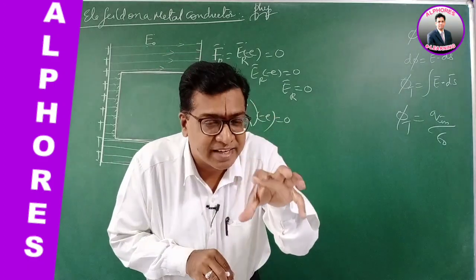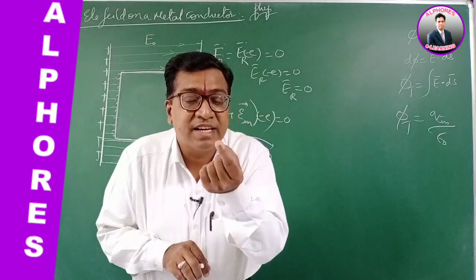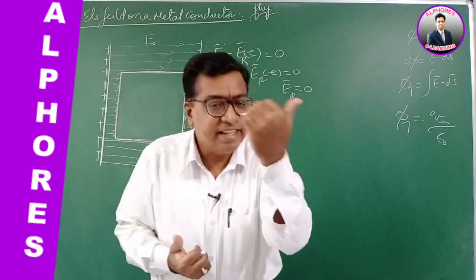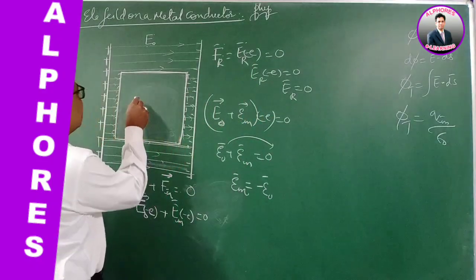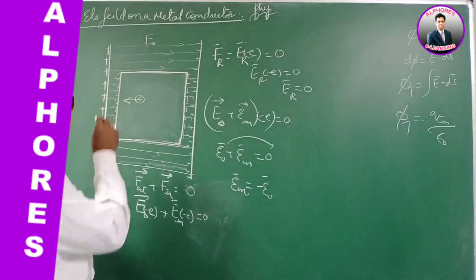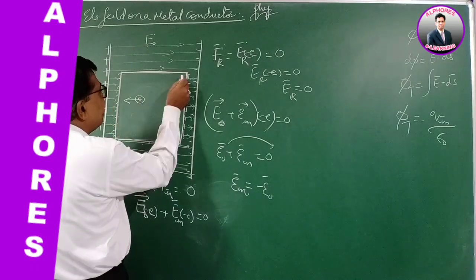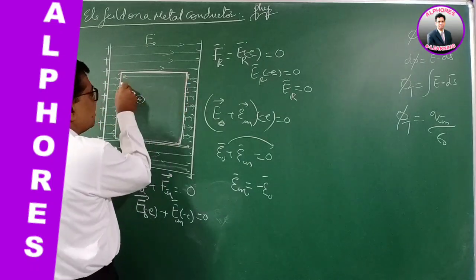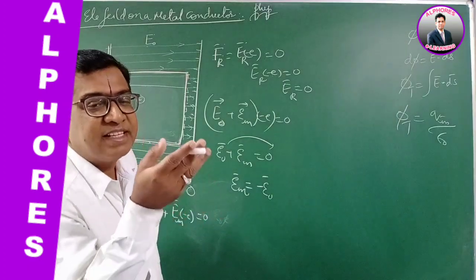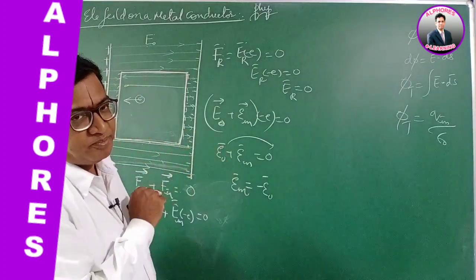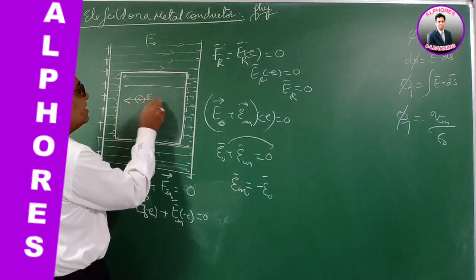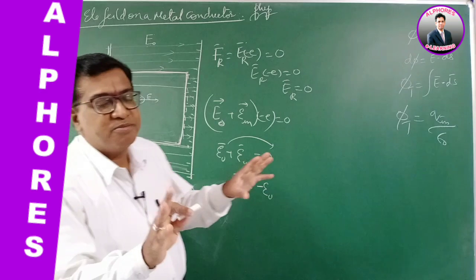It is called the induced electric field. Now the electrons are under the action of two fields, the external electric field and the induced electric field. The external electric field attracts the electron in this direction, and the induced electric field is from this side to this side, opposite to the external electric field. Now the force due to that is in this direction. The net force becomes zero.